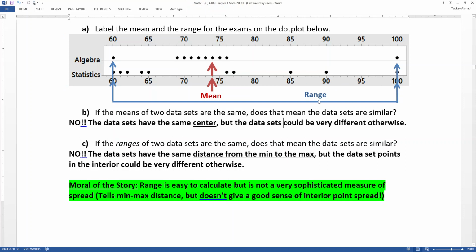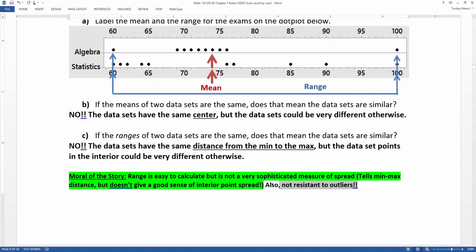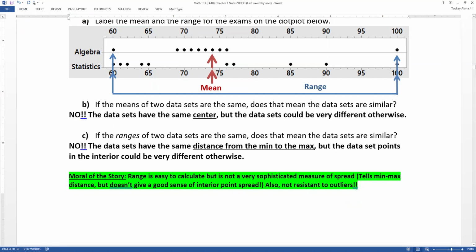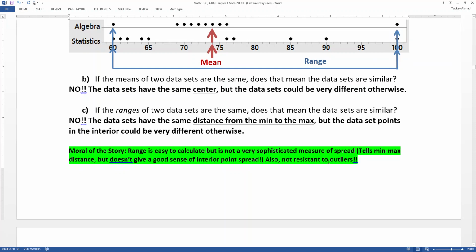Also keep in mind that the range is not resistant to outliers. If you have an outlier on the high side or an outlier on the low side, the range is just going to get yanked really large to accommodate those numbers. So it's pretty terrible on a couple fronts. I just threw that note in there because that's something to also keep in mind. So it's not resistant to outliers either, which means the range is kind of, well, we need something better.